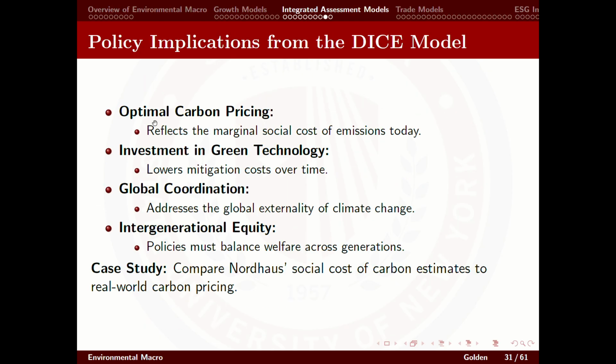Policy implications: this helps provide an optimal carbon price. It helps provide the argument for investment in green technology, and the biggest argument for investing in green technology is that it lowers mitigation costs over time. It helps demonstrate there's a global externality of climate change, and it provides an argument both for global coordination and for how we should go about global coordination. And then it allows us to think about how to balance welfare costs across generations and over long periods.